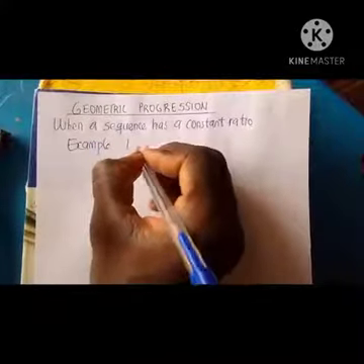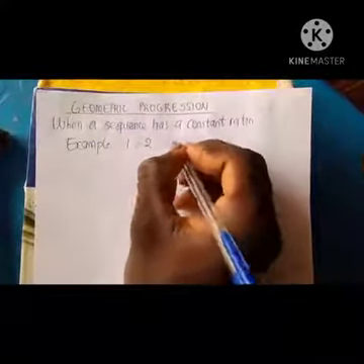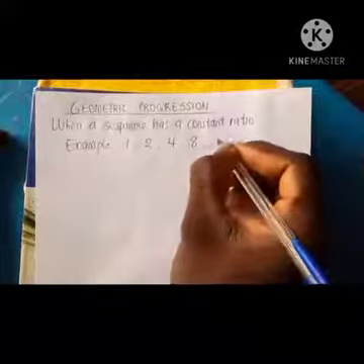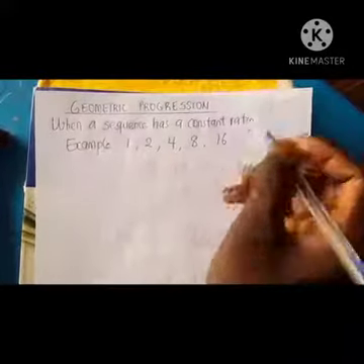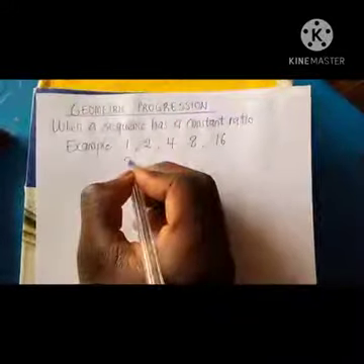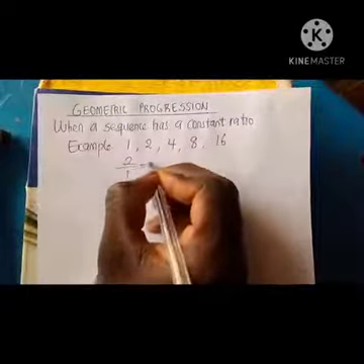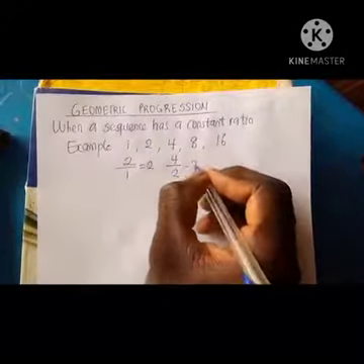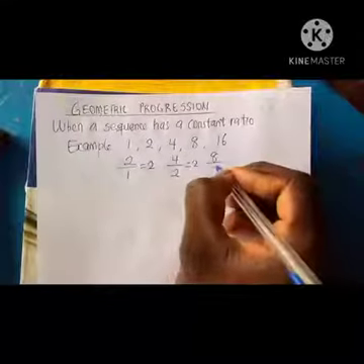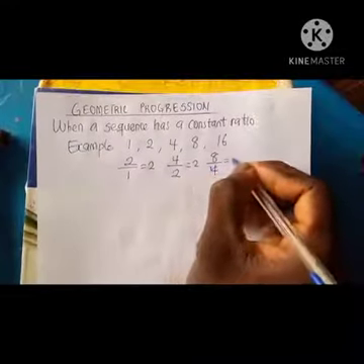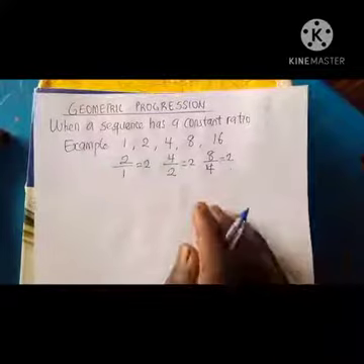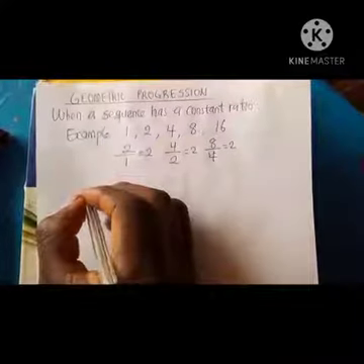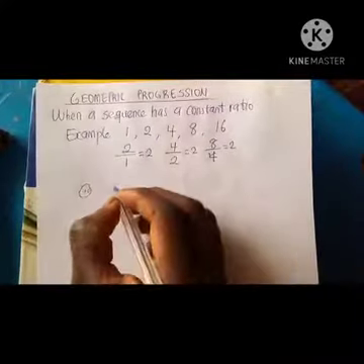imagine we have 1, 2, 4, 8, 16, and so on. So the ratio in this sense is 2 divided by 1, and that's 2. We have 4 divided by 2 is also 2. We have 8 divided by 4, which is also 2. Even 16 divided by 8 is what? Is 2.